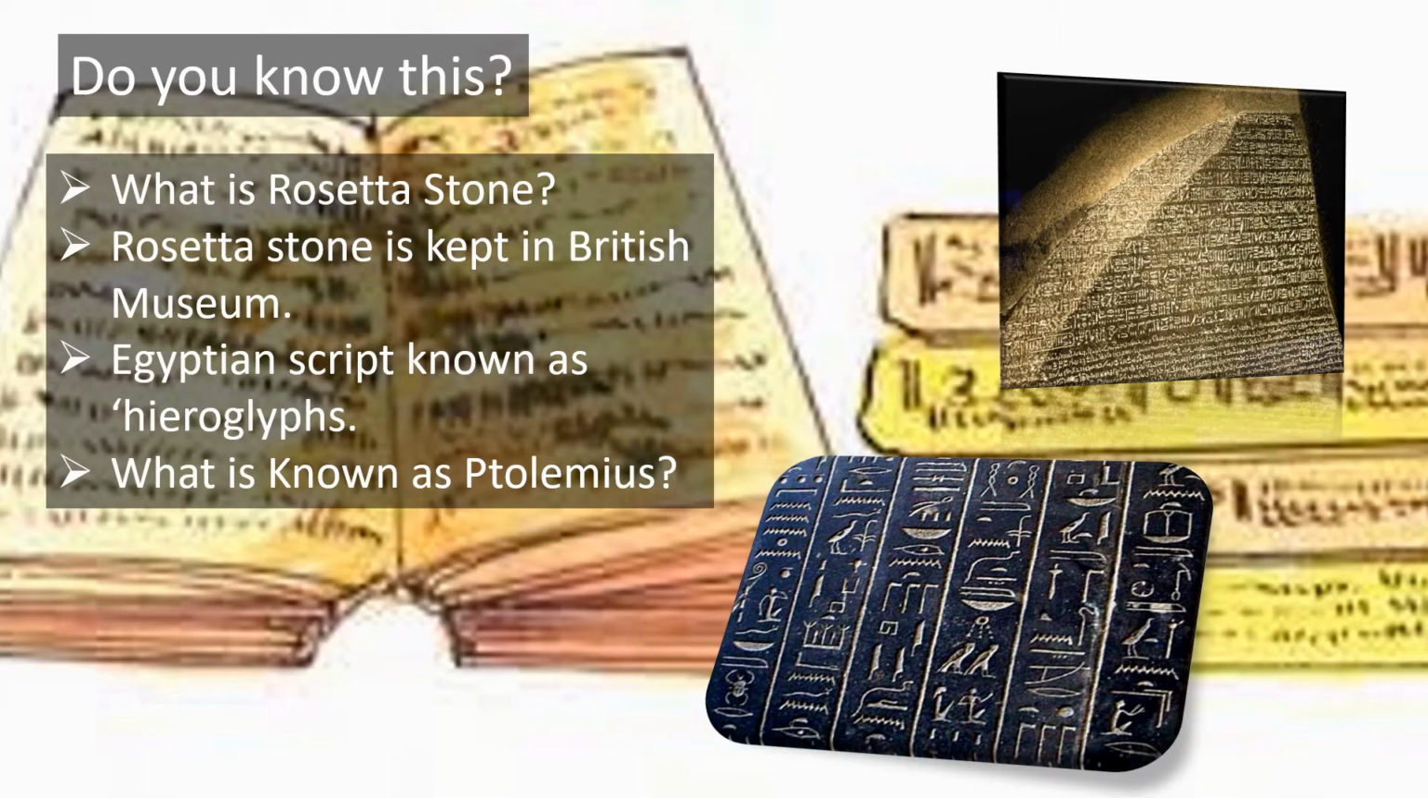This inscription has special importance as a source of Egyptian history because it became possible to read the forgotten Egyptian hieroglyph script with the help of the other scripts on it. The name Ptolemy, written in the Demotic script, was read first with the help of the Greek script. So let's learn more about this in our next slide.